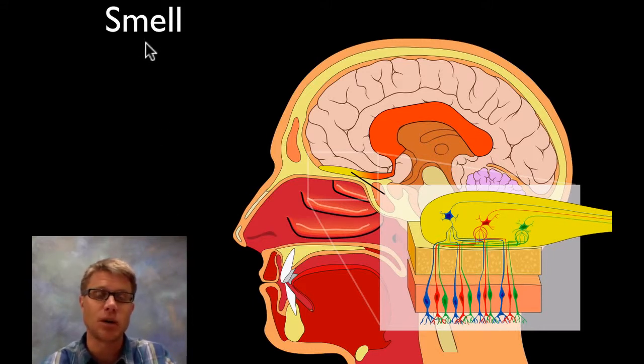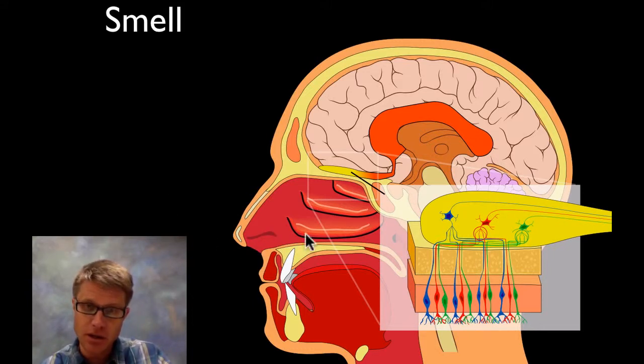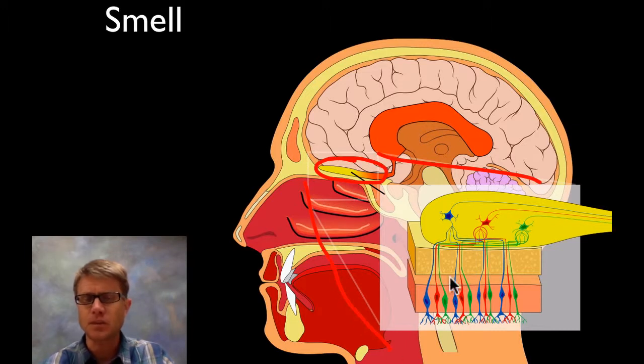And so basically, how does smell work? Well, this is your nose right here. So you have this olfactory bulb, which is right up at the top. So we've kind of zoomed into it here. And so if you want to smell something, how does that work?